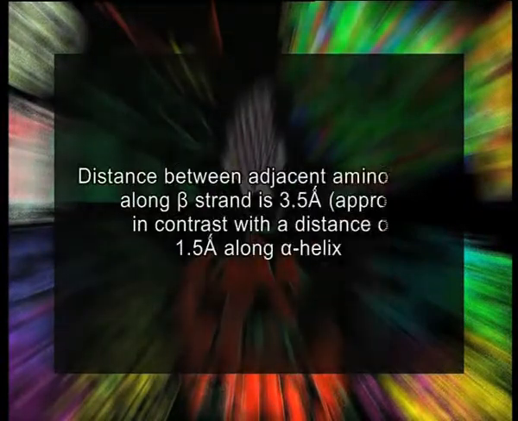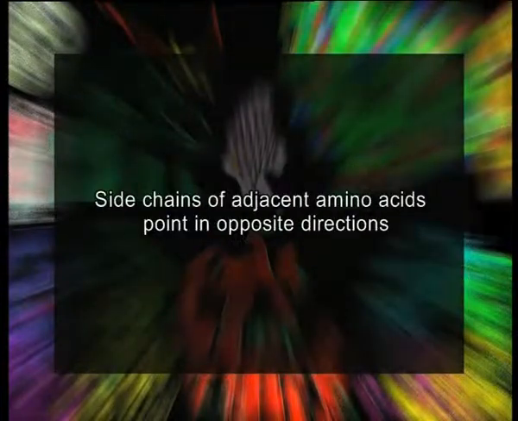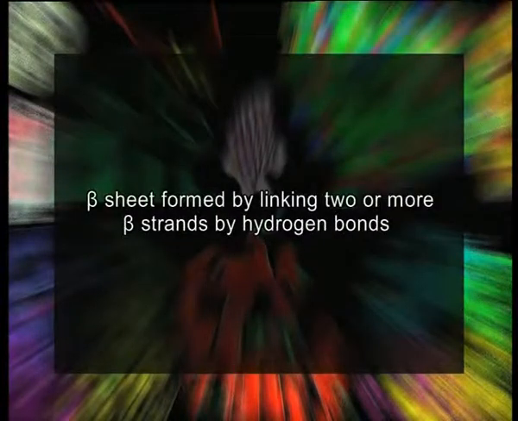The distance between adjacent amino acids along a beta strand is approximately 3.5 angstrom, in contrast with a distance of 1.5 angstrom along an alpha helix. The side chains of adjacent amino acids point in opposite directions. A beta sheet is formed by linking two or more beta strands by hydrogen bonds.